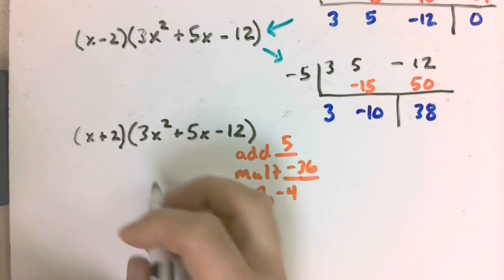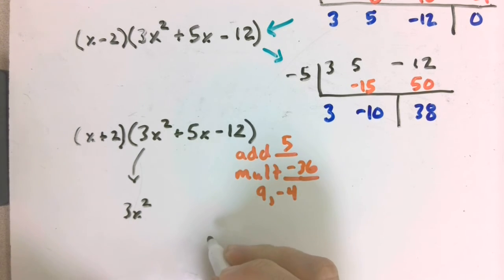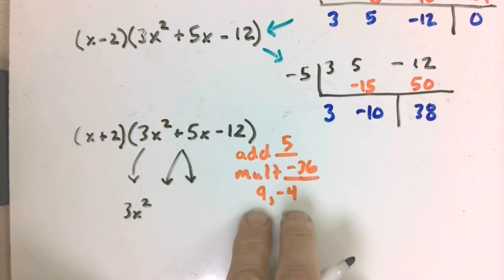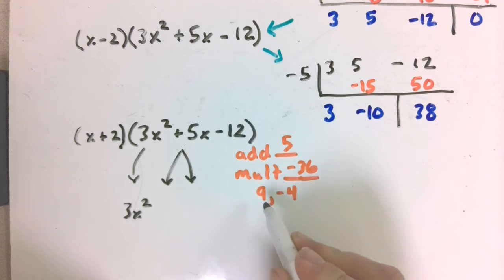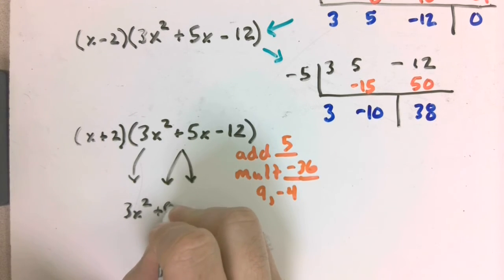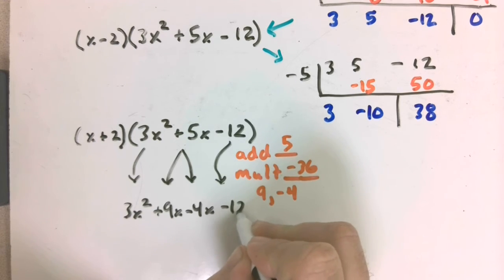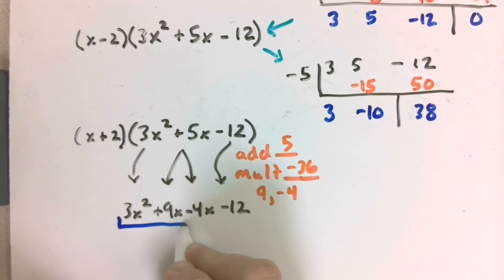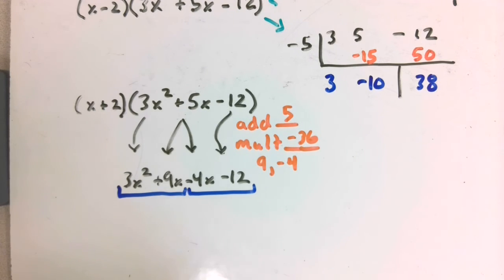So our steps, we copy this first term down again. That's a 3x squared. And then we split the middle term up into 2 parts using these 2 numbers. So the 5x that's here, we're going to break into a 9x minus 4x, and then we copy that last term down again. That gives us a 4-term polynomial, and now we can go through and do factoring by grouping and try to get some matching parentheses.